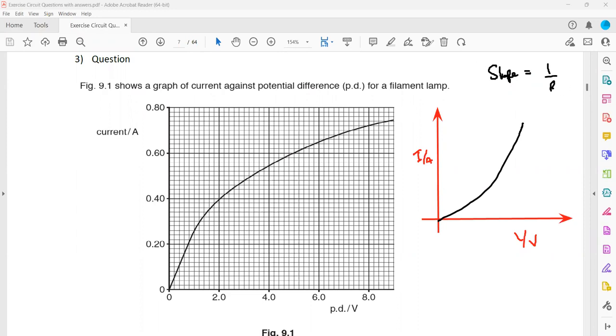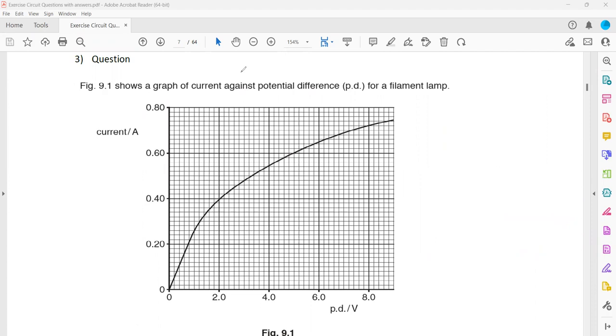And what if it was a straight line? If it was a straight line through the origin, it means the slope is not changing. It means the resistance does not change. So we may have different types of graph. We may have a slope increase, slope decrease, or slope constant. If the slope is decreasing, it means the resistance of the component is increasing. Figure 9.1 shows a graph for current against potential for a filament lamp.